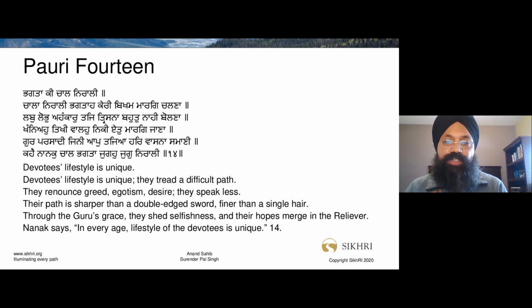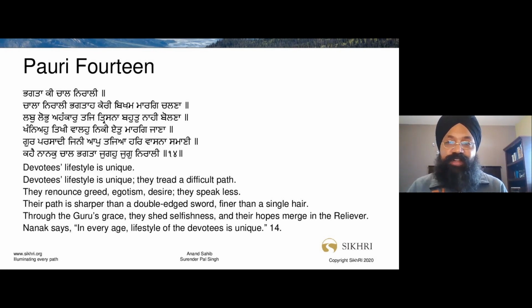Lab lob ahankar taj trishna bahut nahi bolna. Basically, those who have developed that relationship and moved on that path, what do they do? They renounce love, lobh, greed, and ahankar, ego, and taj trishna. They give up what? Trishna, craving, anxiety, and craving of material things. They don't seek pleasure in things. And then what? Another important sign of them is they speak very little. They don't speak much. They go silent.